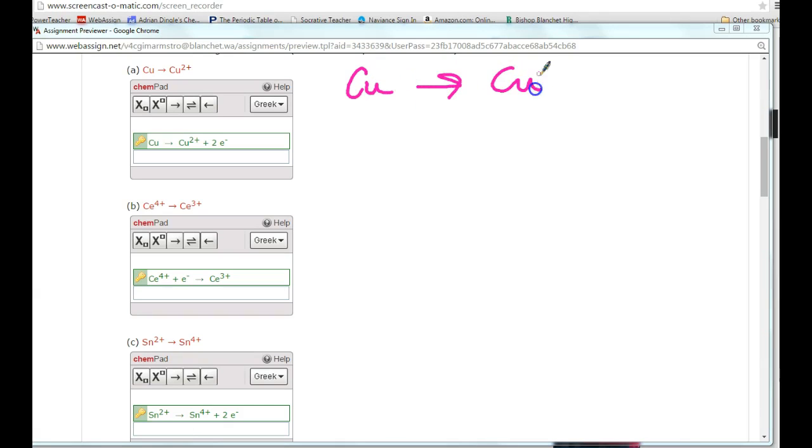Cu arrow Cu2+. We check to make sure the coppers are balanced, 1 and 1. Now we have to do the charge. That side's 2+, that side's 0. We'll add 2 electrons because all we can add are minuses, because a 2- and a 2+ will end up being 0.